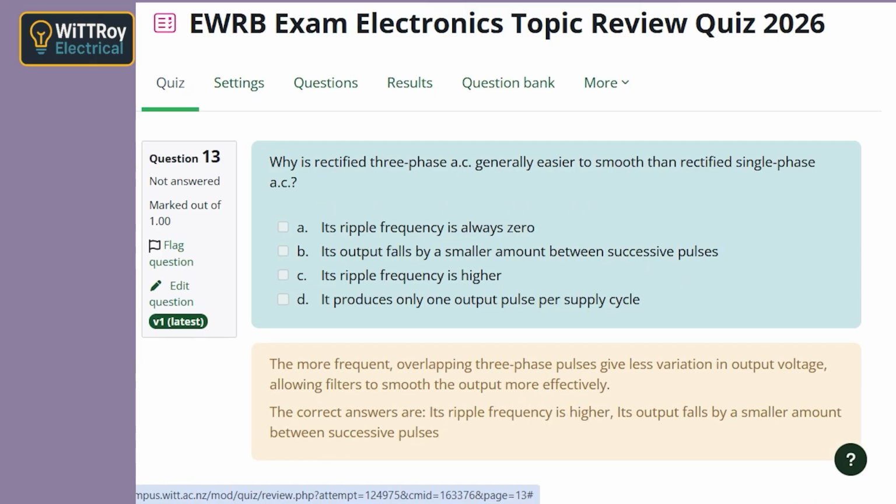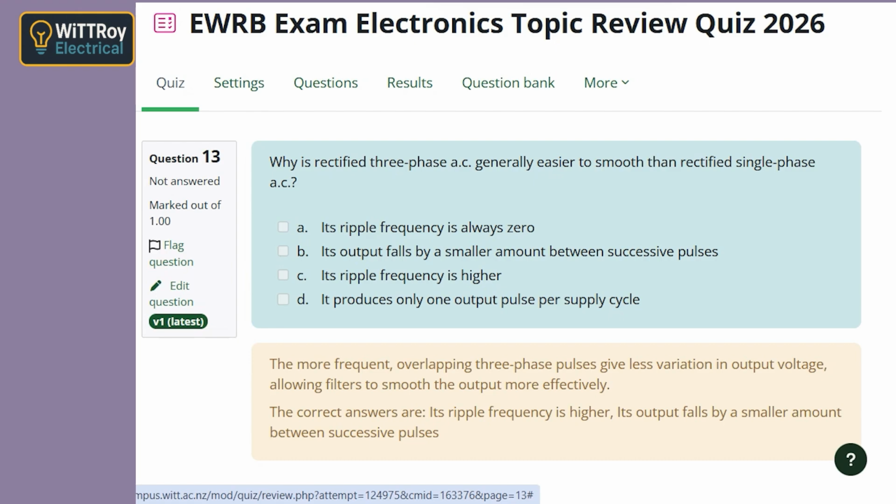Question 13. Why is rectified three-phase AC generally easier to smooth than rectified single-phase AC? I put one output pulse per cycle. I was still picturing a single-phase half-wave circuit instead of 3 separate phases. Close in wording, but not in operation. Okay, let's slow the idea down. A three-phase full-wave bridge is a 6-pulse rectifier. 6 pulses in every supply cycle?